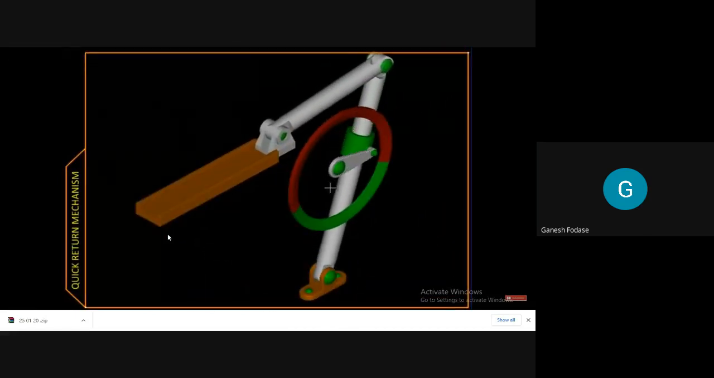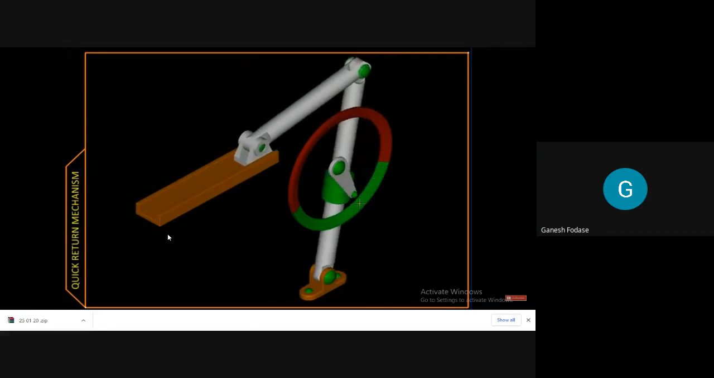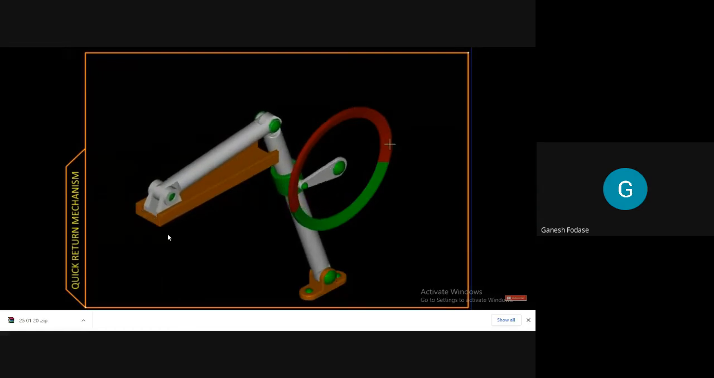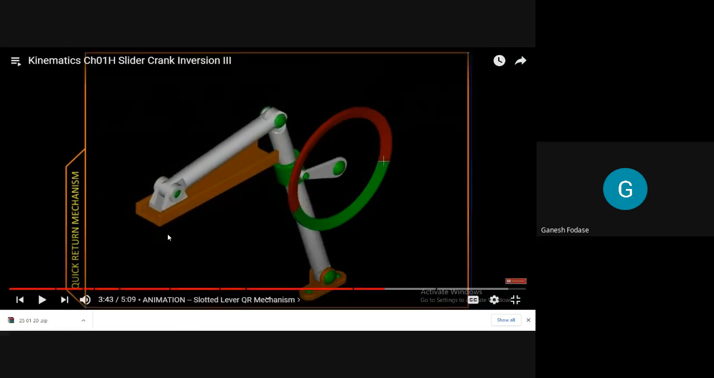Now tell me the forward stroke and return stroke. My question to you is, in this case, this red portion and green portion, which one is forward and which one is return? Red is forward. Angle turn, the red one is more angle. You observe this angle. The red portion is more angle, while the green portion is a smaller angle. So more angle means forward, and less angle means return. Keep in mind, very simple concept.